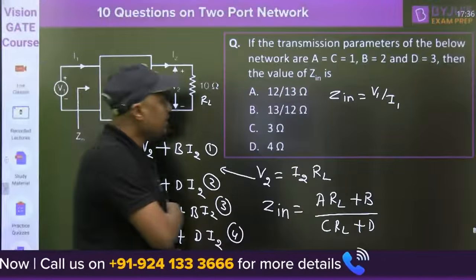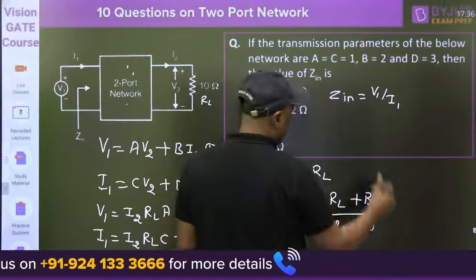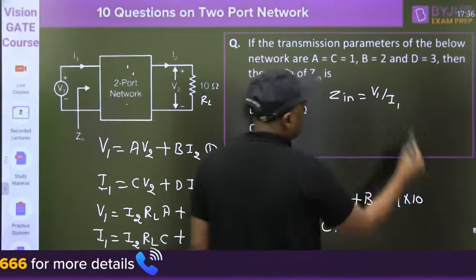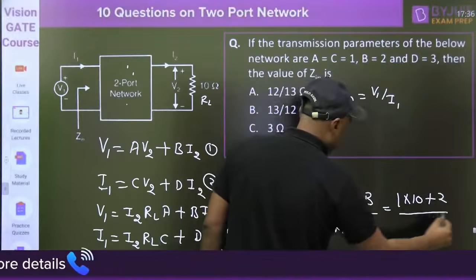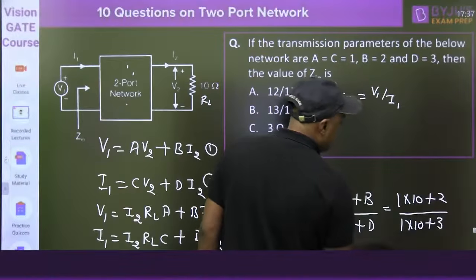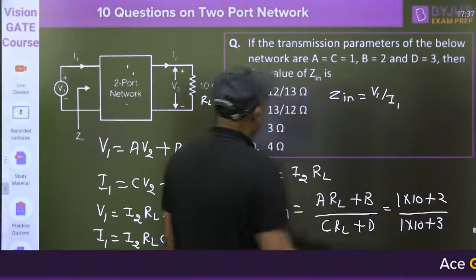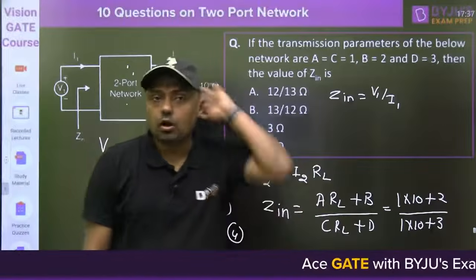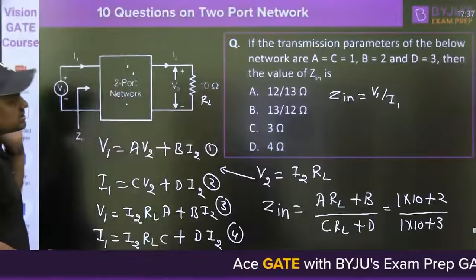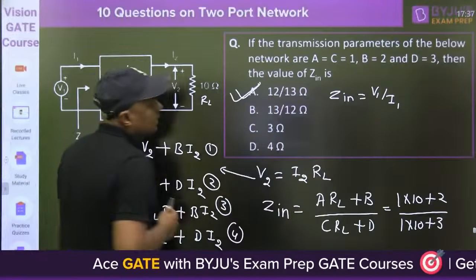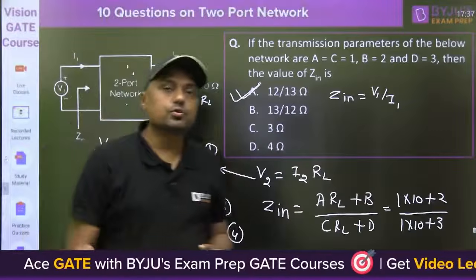Now you can put the values. What is A? A is 1 into 10 plus B 2, C 1 into 10 plus D 3. That is 12 by 13. That is the question on black box, guys. Which answer is correct? A. A is the correct answer for this question.